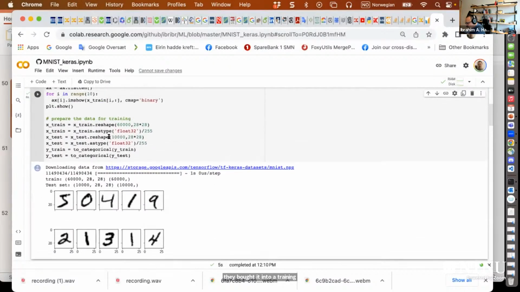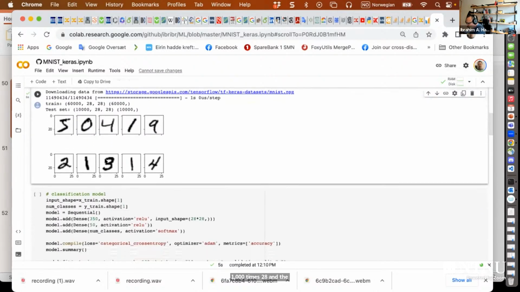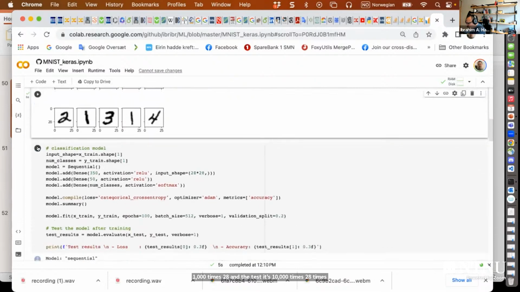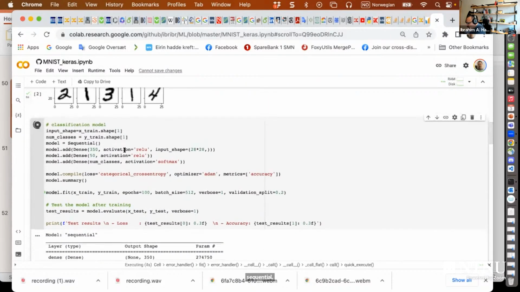So this is the length. I mean, this is the size of the training set. It's 60,000 times 28 times 28, and the test set is 10,000 times 28 times 28, right? These are some examples. This is the classification model. So we use the sequential API, model equals sequential. This is the first hidden layer, a dense layer, which has 350 units. It will be nice to visualize. I guess there is a tool, in fact, for visualizing those models. So I will try to link this one to it so we can see what the model looks like.